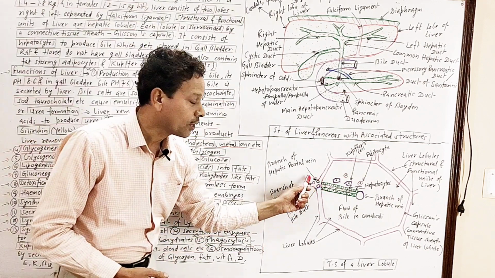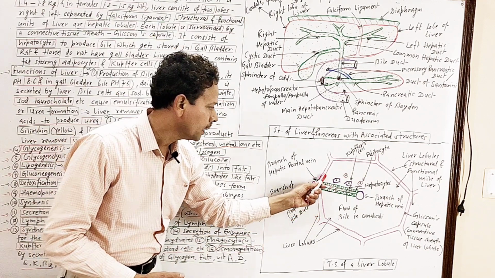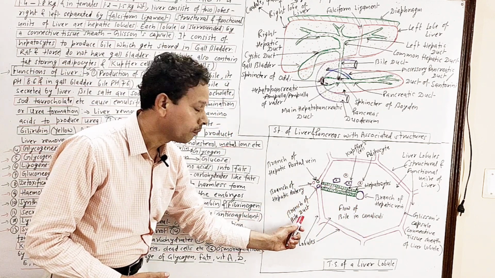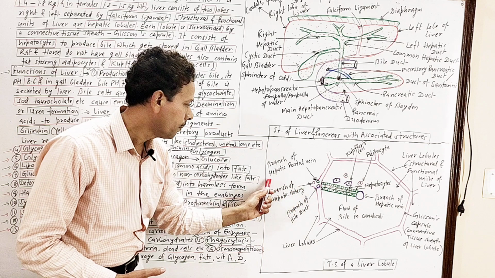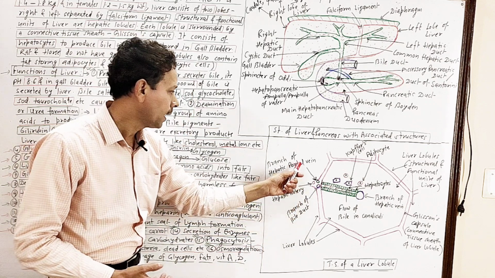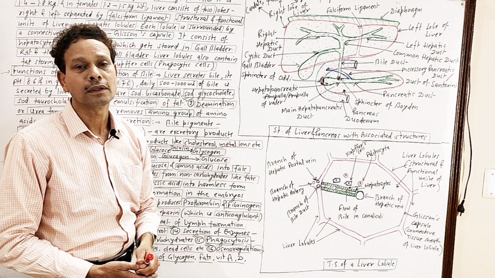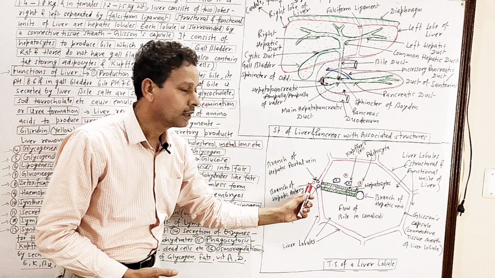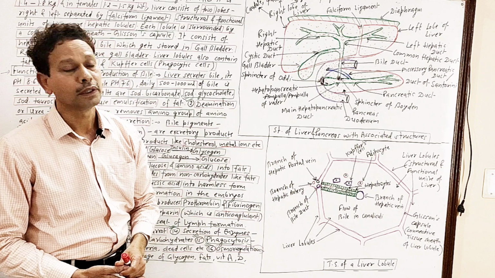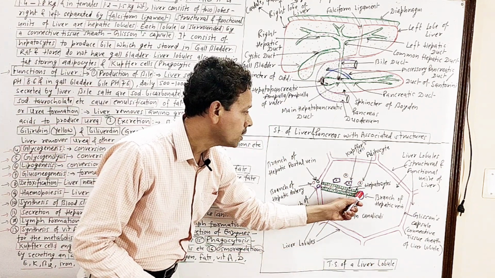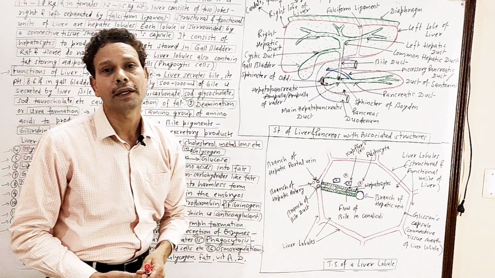Here, at the junction of each hepatic lobule, there is a branch of bile duct, a branch of hepatic artery, and this one is a branch of hepatic portal vein. This is the hepatic triad, and in the center of this liver lobule, this one is a branch of hepatic vein.